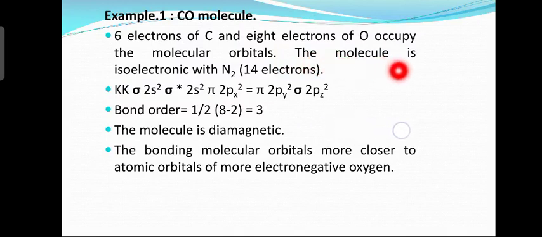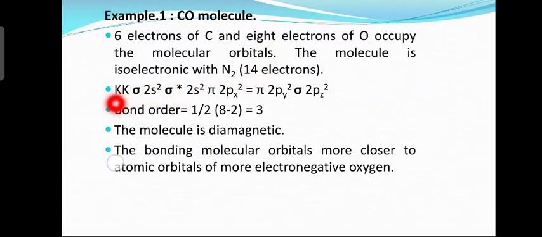So, the CO molecule is isoelectronic with nitrogen. In the nitrogen molecule also you have 14 electrons: nitrogen atomic number 7, another nitrogen atomic number 7, that means 7 electrons plus 7 electrons, total 14. So, it is similar to what? The nitrogen molecule, isoelectronic only in terms of electrons, because the nitrogen molecule contains 14 electrons, and the carbon monoxide molecule also contains 14 electrons.